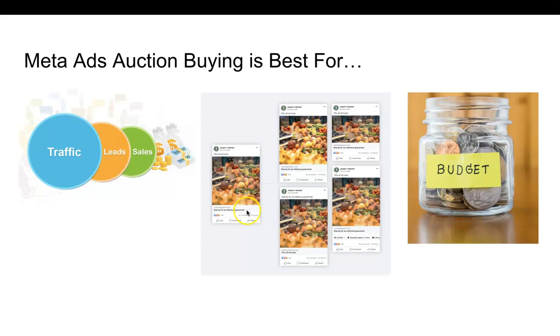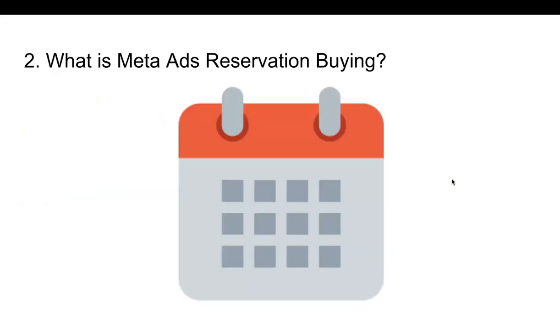As you can see here in this picture, we have different variations of an ad. If you want to run A/B testing and run different variations of your ad, and you want to really do testing and optimization, then I would suggest using auction buying. And then, for Meta ads, auction buying is also best for smaller budgets or businesses that are new to paid ads.